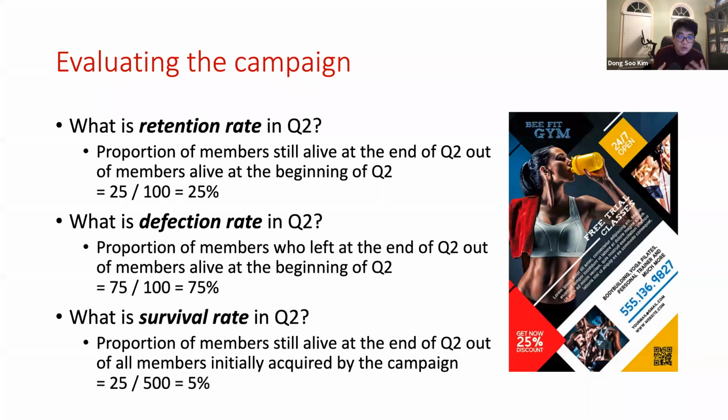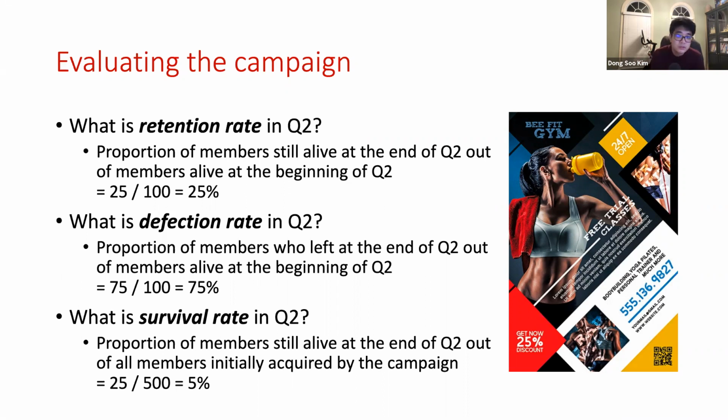And we can quantify what happened for the next 3 months in the same manner. At the beginning of the second quarter, there had been 100 members. 3 months later, 75 members left and only 25 members were alive. So the retention rate during this period is 25 divided by 100, which equals 25%. And the defection rate is 75%.